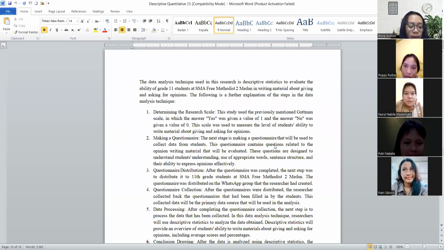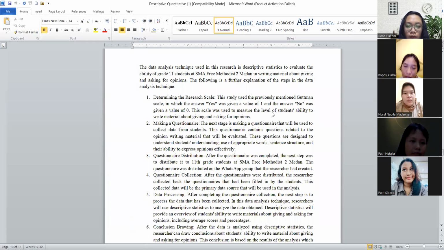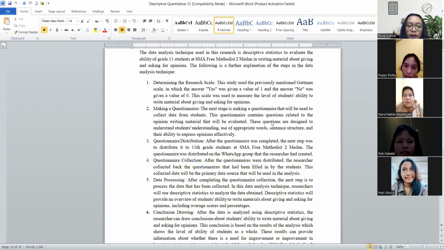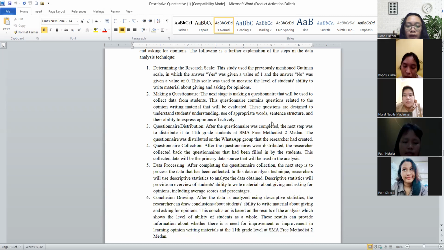Right now I will explain about the data analysis. In this research there are 6 steps. The first one is determining the research scale. The study used the previously mentioned Guttman scale, in which the answer yes was given a value of 1 and the answer no was given a value of 0. The scale was used to measure the level of students' ability to write material about giving and asking for opinions.